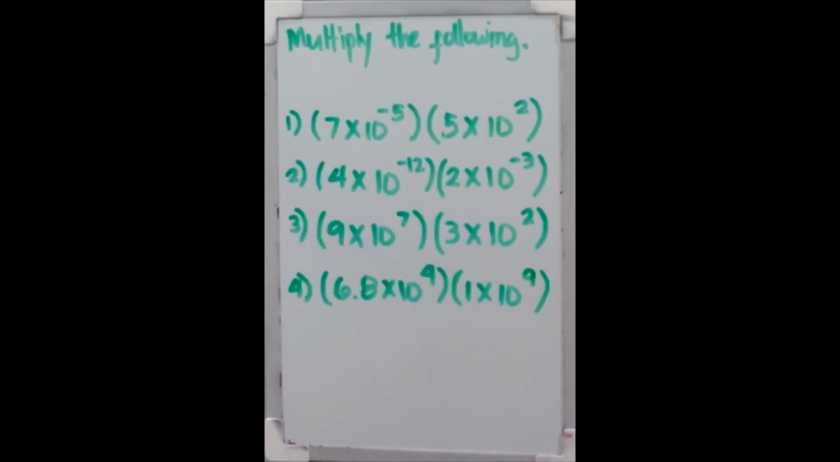For your practice activity, multiply the following. Be guided by the 2 steps that we have discussed earlier. Number 1, 7 times 10 raised to negative 5 times 5 times 10 raised to 2. Number 2, 4 times 10 raised to negative 12 multiplied by 2 times 10 raised to negative 3. And number 3, we have 9 times 10 raised to 7 times 3 times 10 raised to 2. And the last, 6.8 times 10 raised to 4 times 1 times 10 raised to 9.